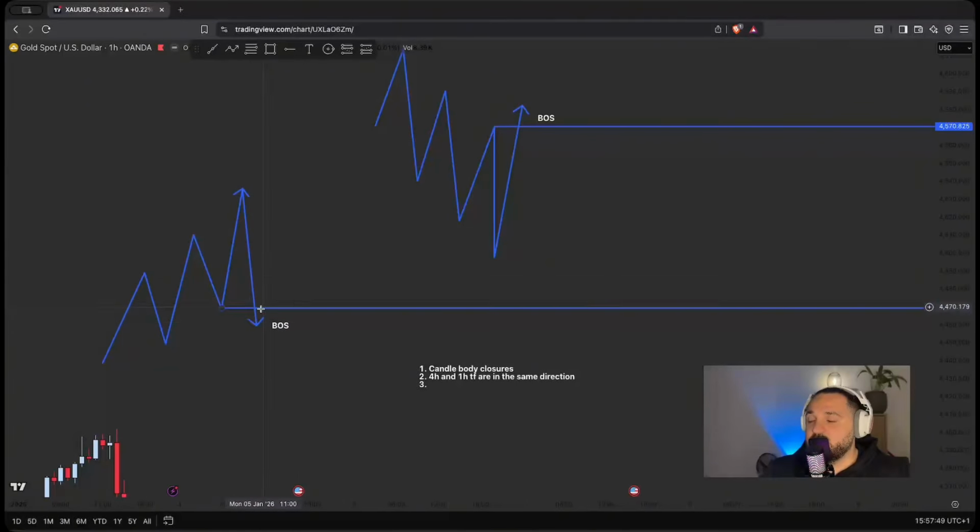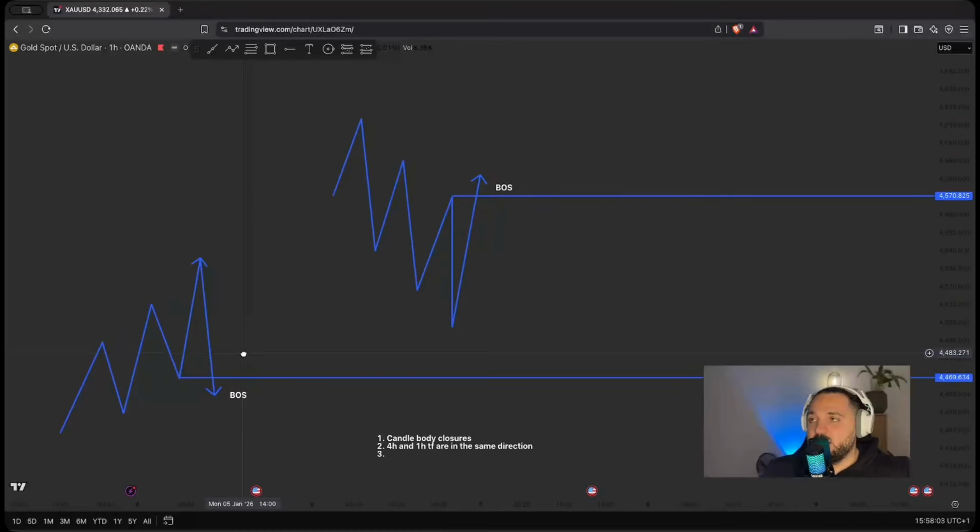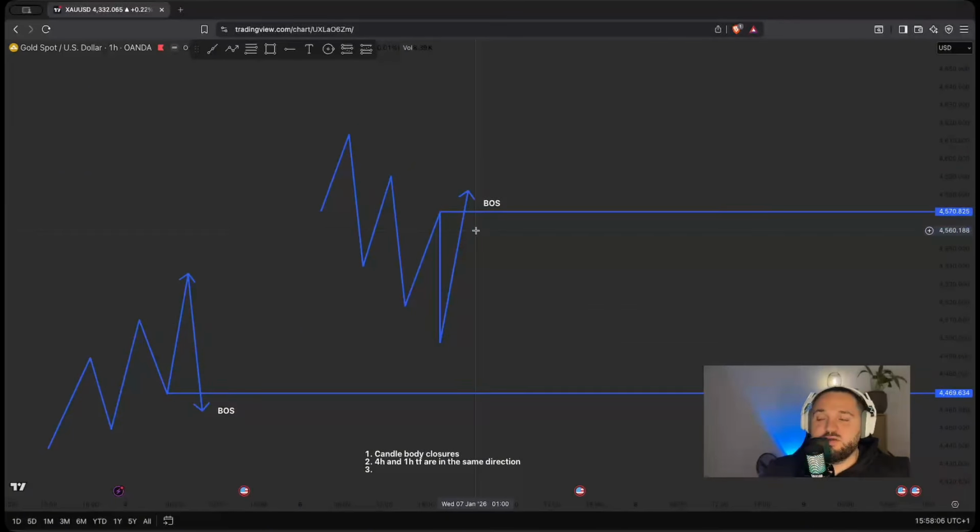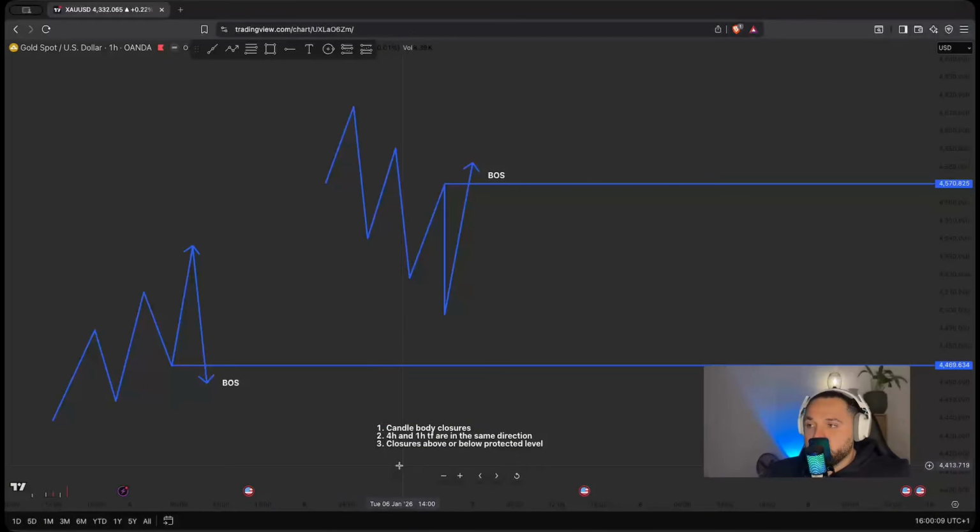For example, if it is a bearish break of structure, that can only happen if the price closes lower than the previous higher low. And if it is a bullish break of structure, that can only happen if the price closes above the previous lower high. Anything in between is not considered a break of structure. So we have closures above or below the protected level.